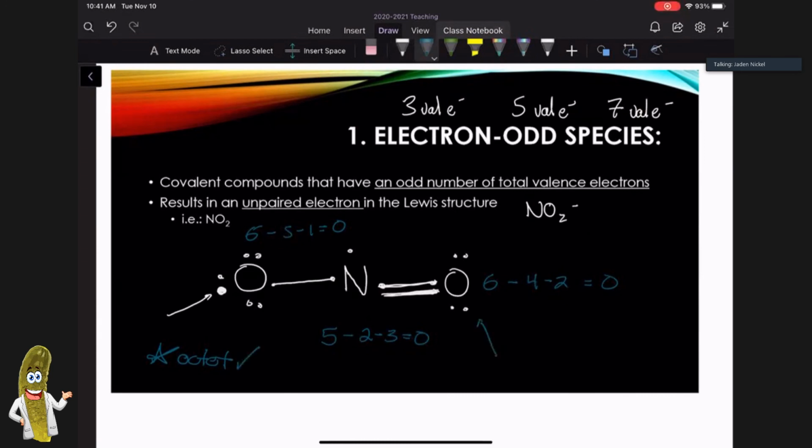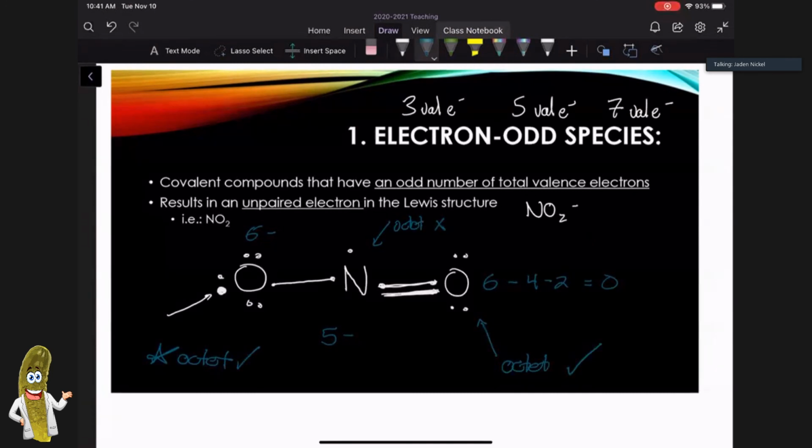This oxygen, we didn't touch anything, so it stays the same. The octet rule is also good. But now what we need to do is recalculate these formal charges, because they will not be equal to 0 anymore. The octet rule for nitrogen is broken, but that's fine, because nitrogen is an electron odd species. It has 5 valence electrons normally. So if we break the octet rule, it doesn't matter. Who cares?